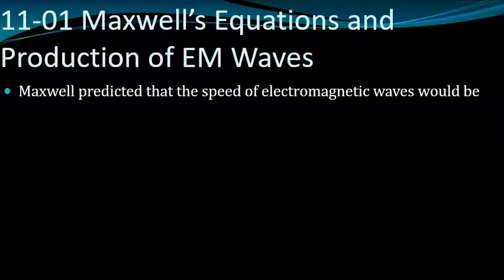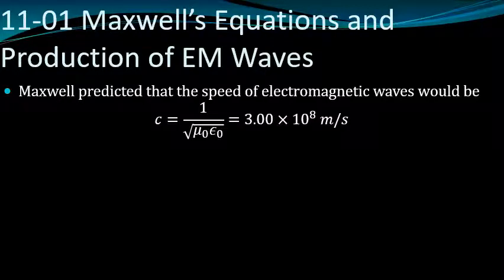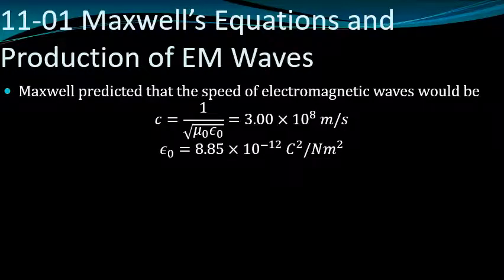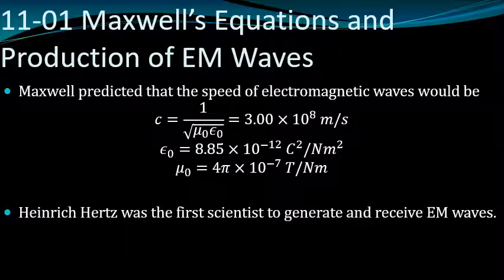Maxwell then predicted using his equations that the speed of electromagnetic waves would be 1 divided by the square root of mu0 times E0, which is the permeability of free space, and the permittivity of free space, which is 3.00 times 10 to the 8 meters per second. When you put them together, you do in fact get C equals 3 times 10 to the 8.